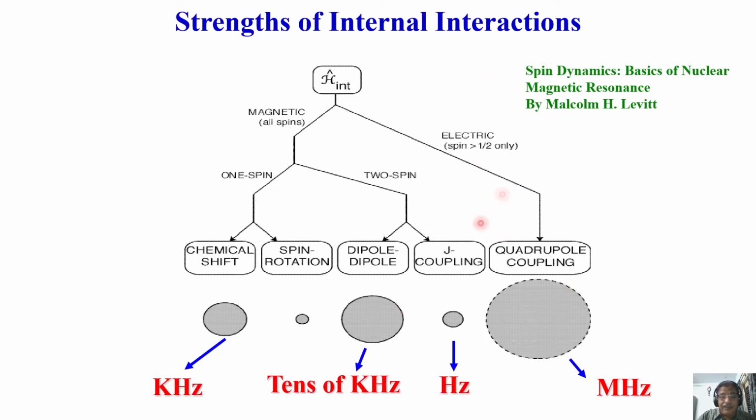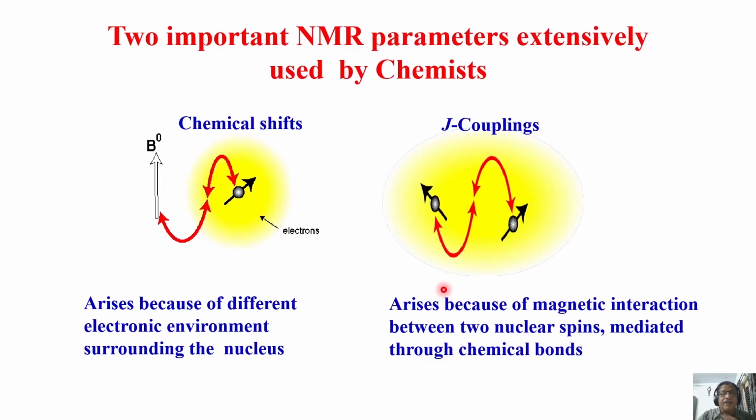Since we are not dealing with this, we are dealing with only these things. Of course, in his book, he has introduced spin rotation interaction. I am not bothered about it right at the moment. We are concentrating only on chemical shift, J coupling, and dipole coupling. And among these, dipole coupling has larger strength, then chemical shift, then comes J coupling. Remember this.